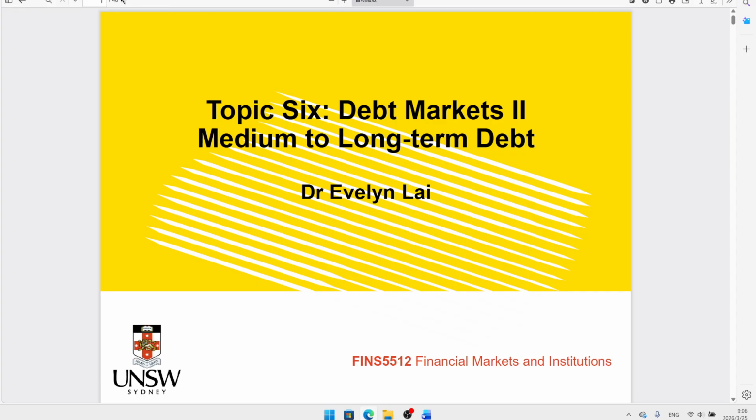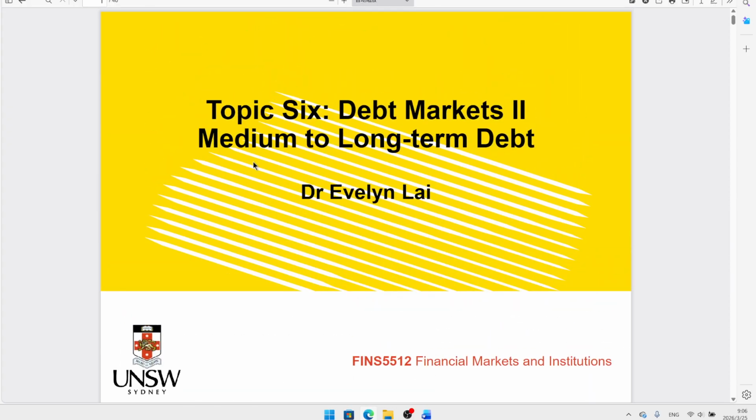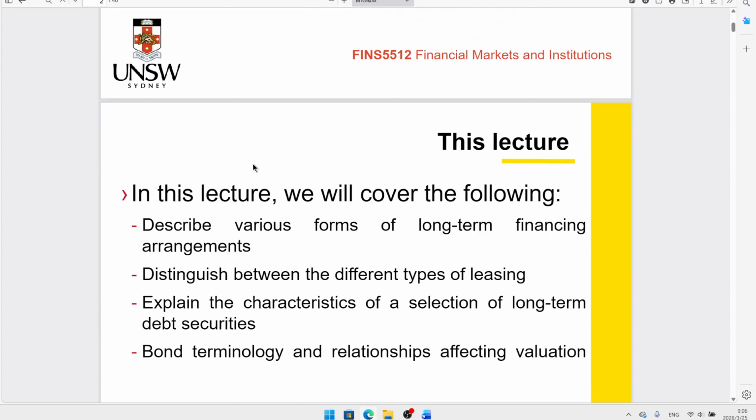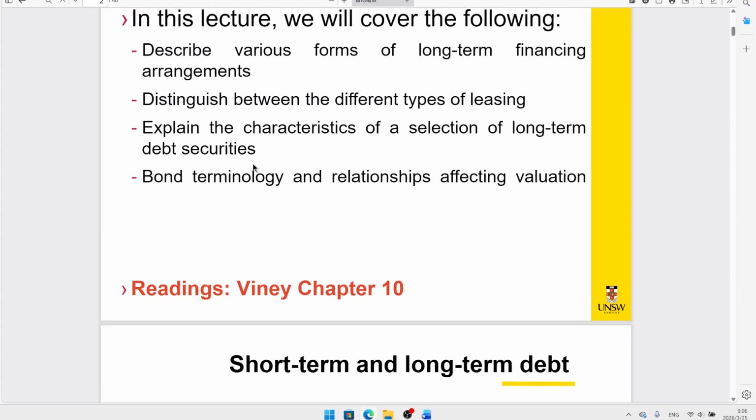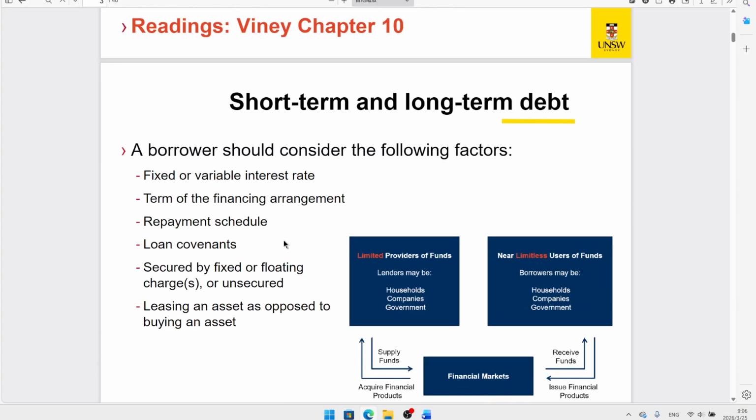Let's begin. The topic is about debt market 2, medium to long-term debts. Thanks to Dr. Lai. In this lecture, we'll cover the following: describe various forms of long-term financing arrangements, distinguish between the different types of lease characteristics, select long-term debt securities, bond terminology, and relationships affecting valuation.